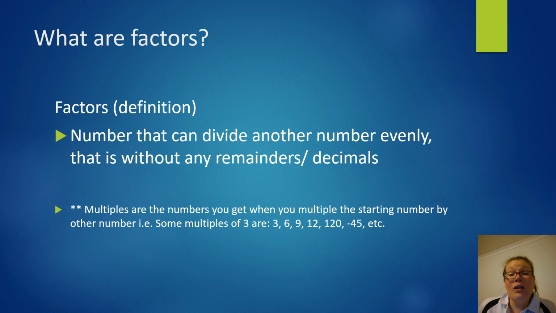Factors, the definition, are numbers that can be divided into another number evenly, that is without remainders or decimals. Multiples are the numbers you get when you multiply the starting number by another number. So some multiples of 3 are 3, 6, 9, 12, whereas the factors of 12 are going to be smaller or no greater than 12. Okay, so people often confuse those. We're dividing in this instance, not multiplying.